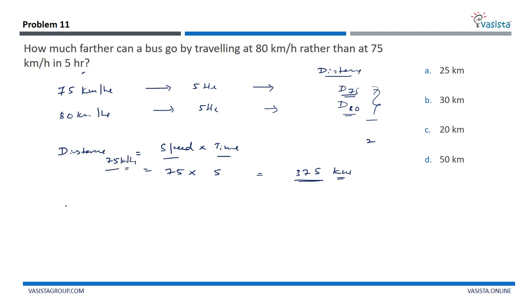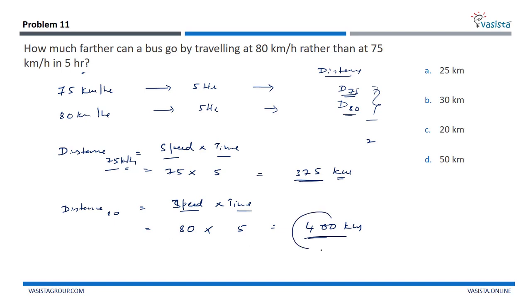Similarly, I am going to find if it is 80 km per hour, then that is speed into time. So speed is what? How much now? 80 km per hour. Time is 5 hours, which is going to be 8 times 5 is 40, that is 400 km. If the bus travels at 80 km per hour, then it covers 400 kilometers. If it goes with 75 km per hour, then it covers 375 km.